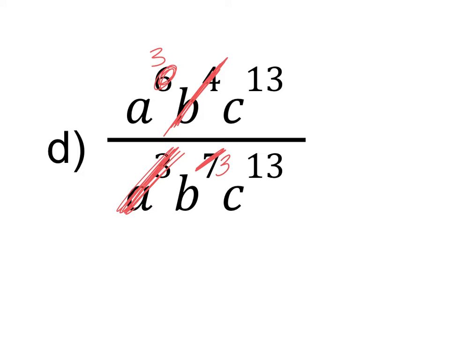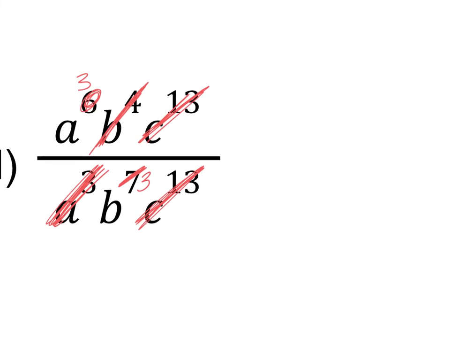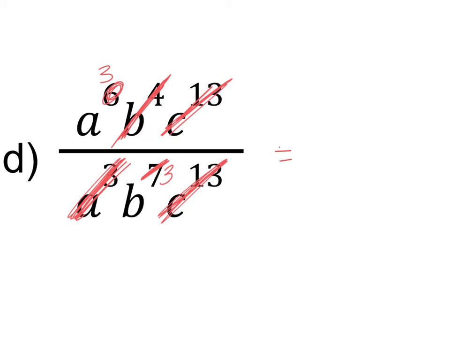And then c to the 13th over c to the 13th. Sweet. All of those cancel, so I don't have any more c's left in the problem. So let's clean this up and write it as an answer. So I would have a to the third is all that's left on top over b to the third. Cool.